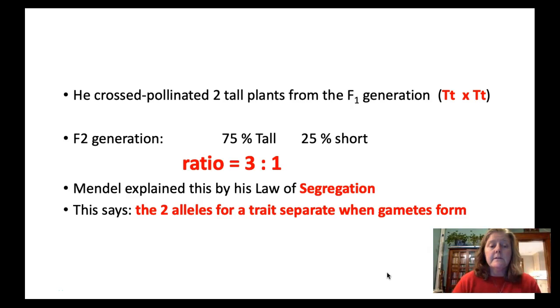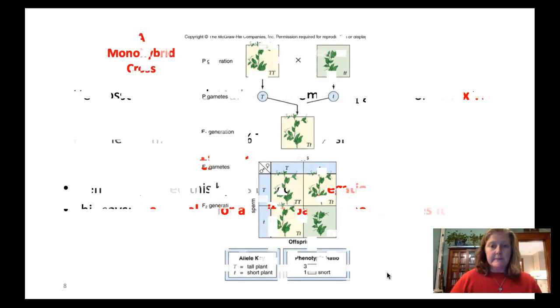So he used these crosses to help come up with his law of segregation, that says that when two alleles for a trait separate, they separate when gametes are formed. So for example, the big T little t could produce two different types of gametes, and each gamete would get one factor or one allele. In this case, the big T little t would produce gametes that either had a big T or a little t, because they would split during meiosis. So remember that from last week.